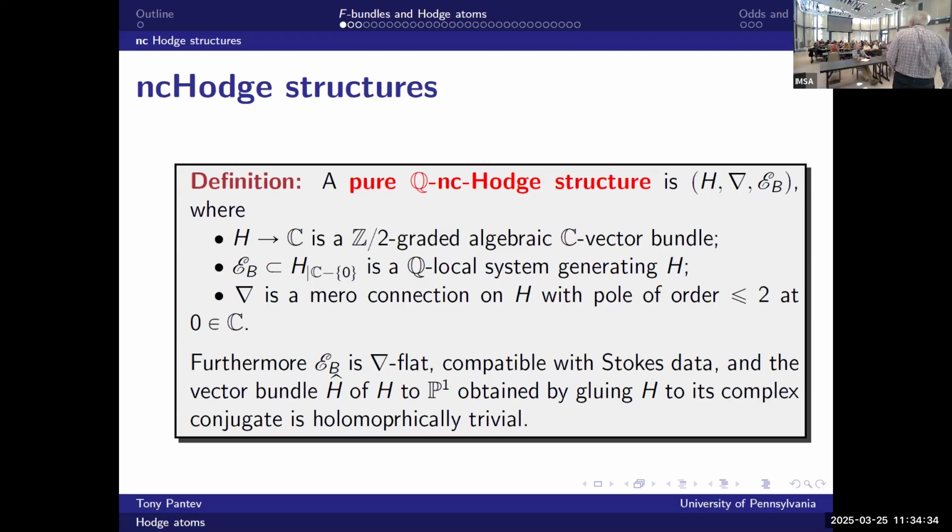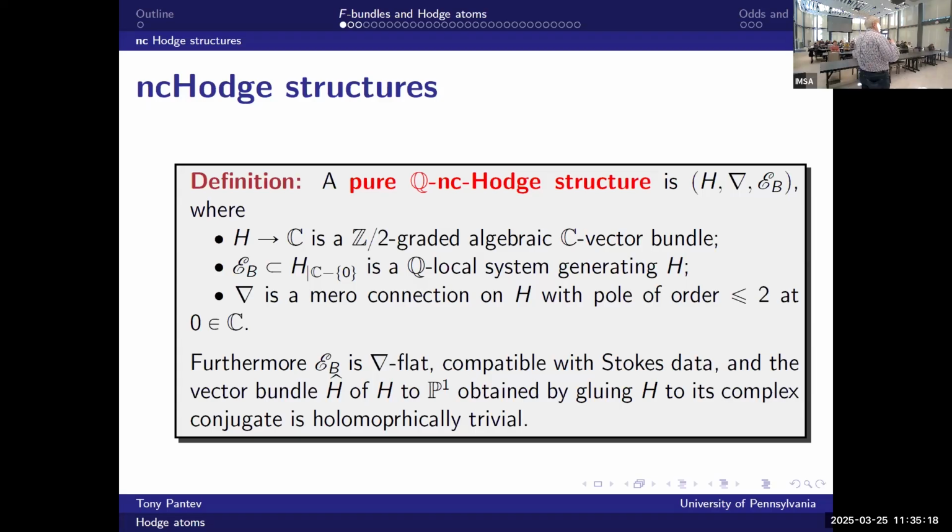Can you remind us what Stokes data is? Yeah, I won't talk about that, but I'll say it very quickly. The meromorphic connection has a pole of order 2 potentially at 0. So it doesn't have a regular singularity. If you want to have a Riemann-Hilbert correspondence for these types of connections, and connect it with some kind of locally constant sheaves, you cannot. There is no naive Riemann-Hilbert correspondence that will convert holomorphic connections, meromorphic connections with poles of order bigger than one, and local systems.